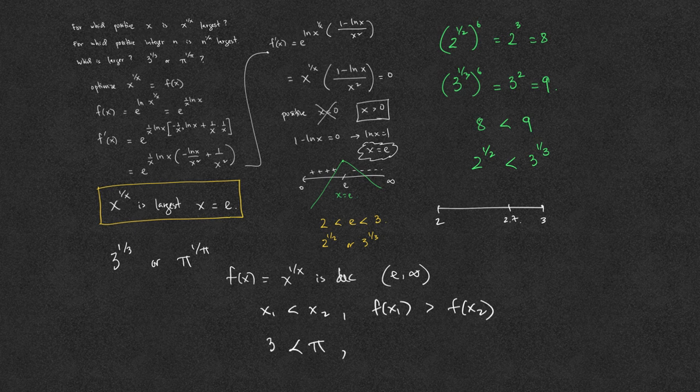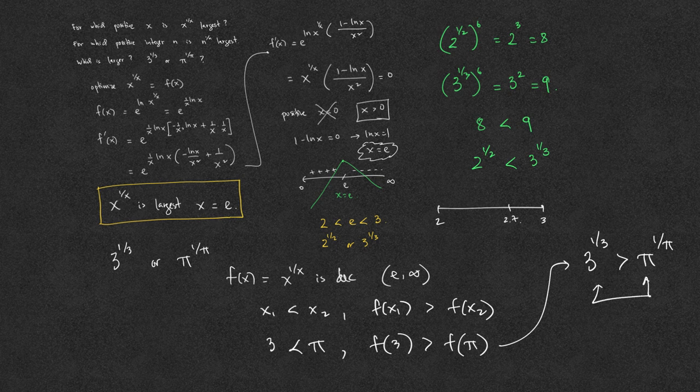This function is decreasing on the interval e to infinity, so f of 3 has to be greater than f of pi. But f of 3 is 3 to the 1/3, and f of pi is pi to the 1 over pi. So between the two numbers, 3 to the power 1 over 3 is larger.